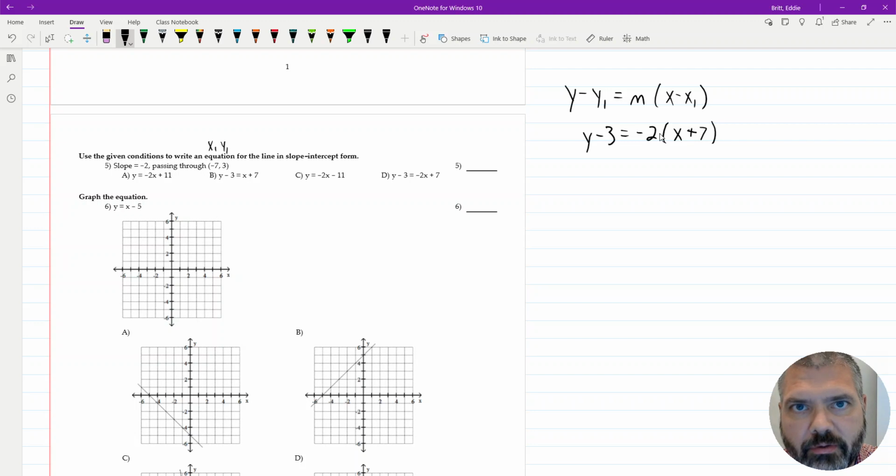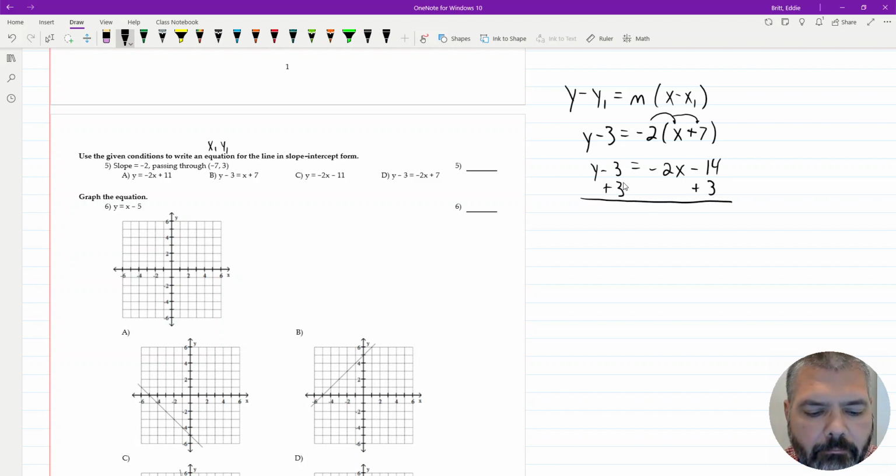I want slope-intercept form. So to put this in slope-intercept form, I first want to distribute my negative 2. So I have y minus 3 equals negative 2x minus 14. And then I want to get my y by itself, so I'm going to add 3 to both sides. So I have y equals negative 2x, and that's going to give me minus 11. So make sure you check your signs, because sometimes they'll just change a sign. Like A looks like it could be the answer, but look, it's plus 11. But if we look at C, negative 2x minus 11. So it's got to be C.